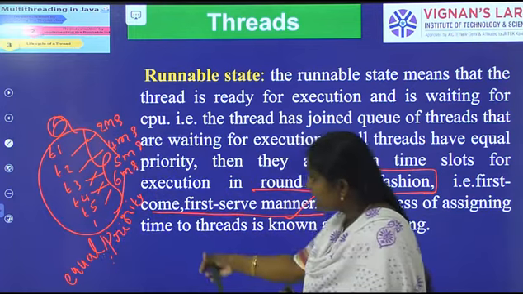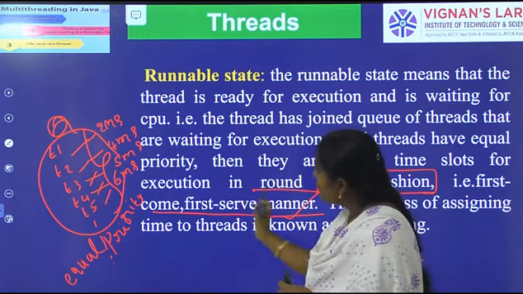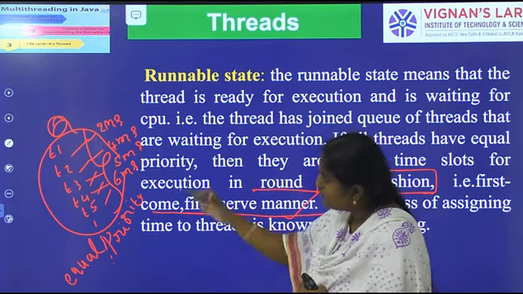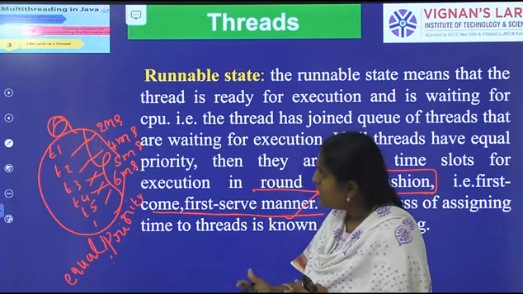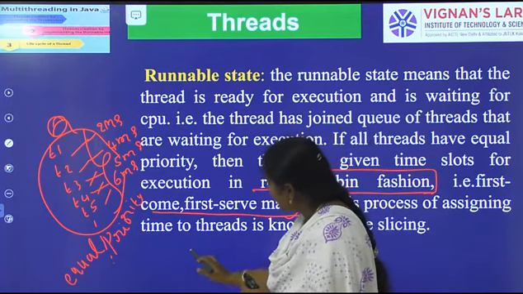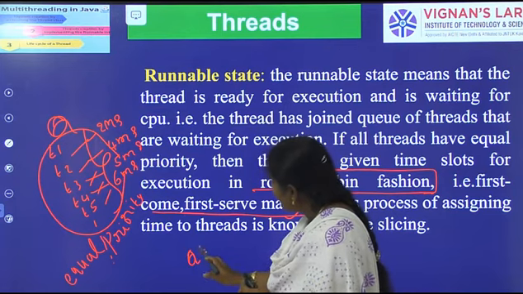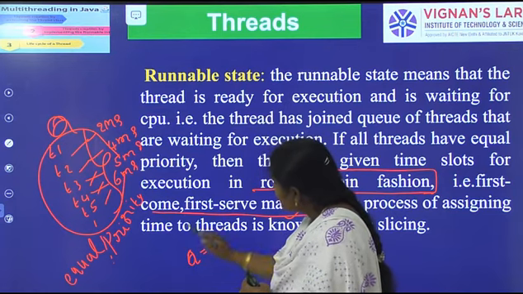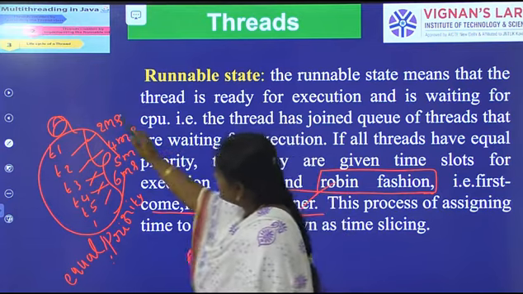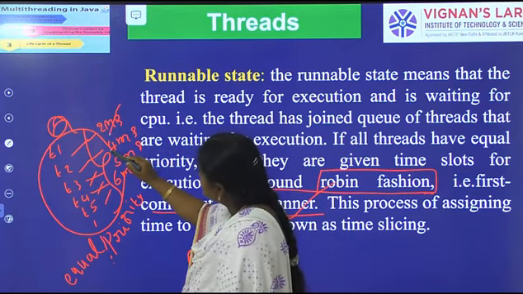Like that, some time slicing is given. Round robin fashion means that the number of threads are waiting on the queue. We can take one quantum value, suppose a quantum value of 2 milliseconds. First thread finishes its execution. Next the second thread finishes its execution.